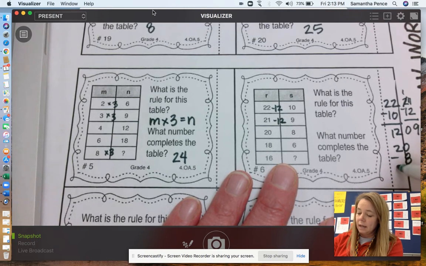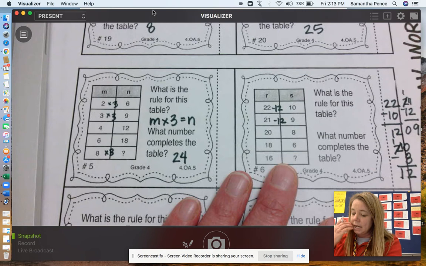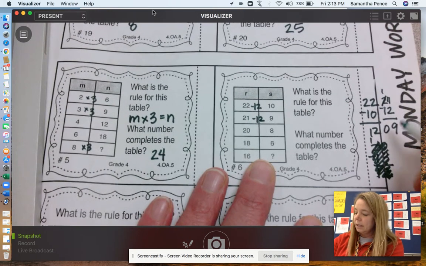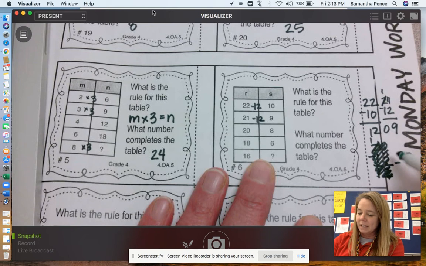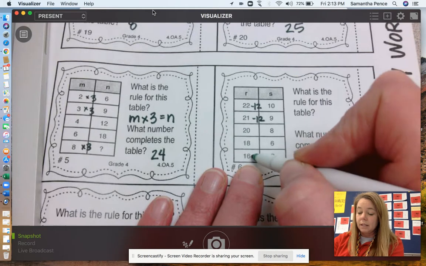20 minus 8. Going to need to do some regrouping. 10 minus 8 is 2. 1 minus nothing is 1. So 20, whoops, I didn't mean to do 8. I meant to do 12. Let's try that again. I was looking at the number. 20, not minus 8. Although you can see that that's working because it's going to be 12. But go ahead, 20 minus 12. Regrouping still. 10 minus 2 is 8. 1 minus nothing is 1, so 8. So it looks like that's going to be our rule.